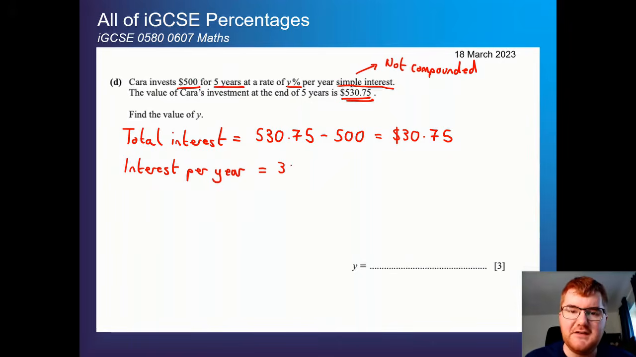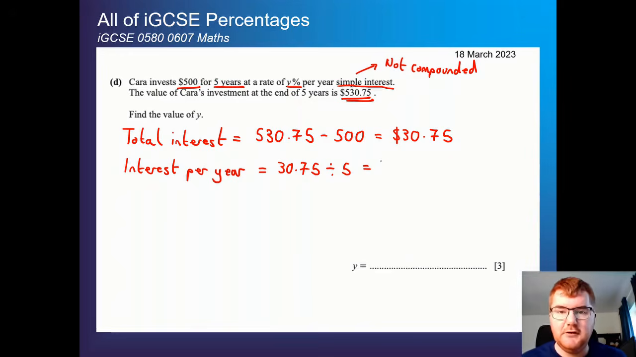So we take our answer and we're going to divide it by 5 then to work out how much interest she made in a particular year. So 30.75 divided by 5, and we get $6.15. So once we know that's the amount of interest that she makes in 1 year, we want to work out the percentage that it is increasing by.